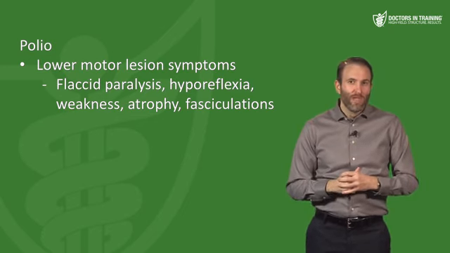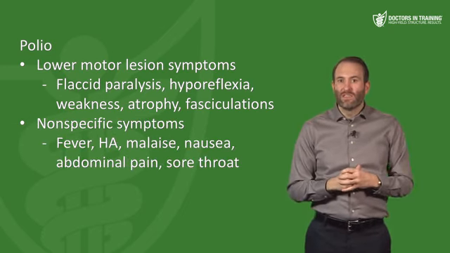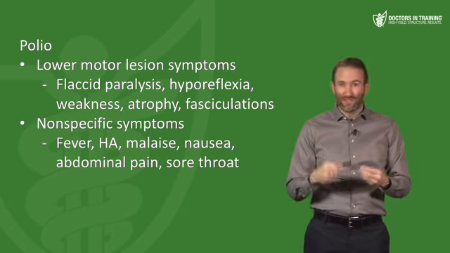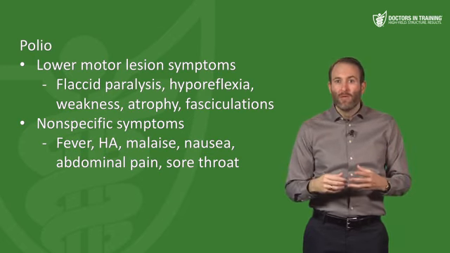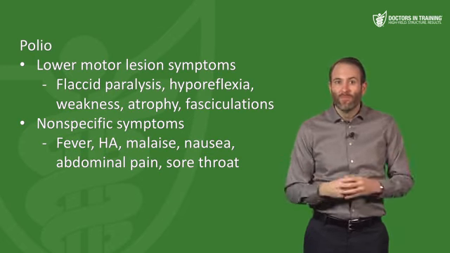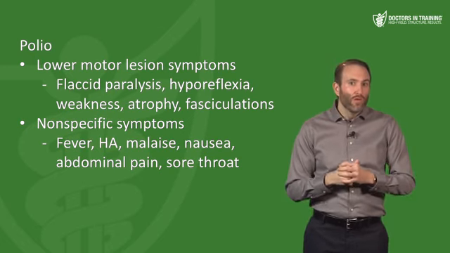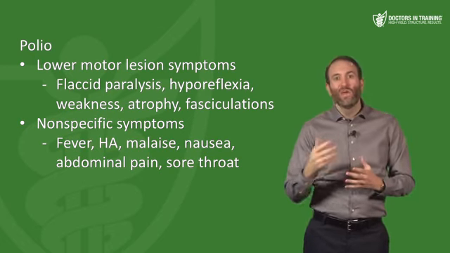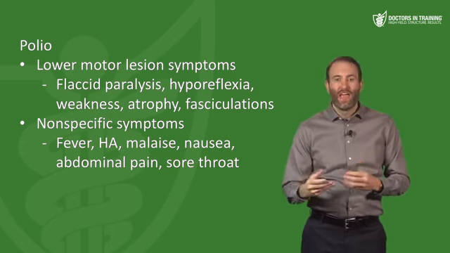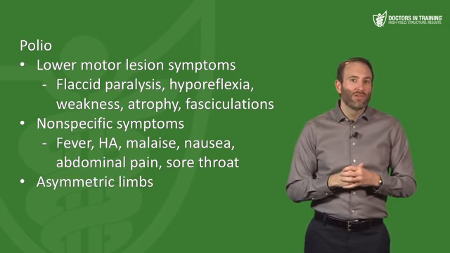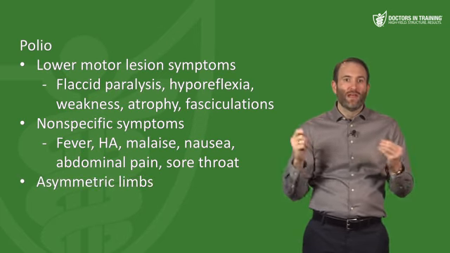we talked about before. Now patients may also have non-specific things consistent with a viral infection as well, things like fever, headache, malaise, nausea, maybe some abdominal pain, maybe even a sore throat. But the more important neurological findings will include hyporeflexia, weakness, atrophy, and fasciculations, which again are symptoms consistent with that lower motor neuron lesion. Now in some cases you will see asymmetric limbs due to that muscle atrophy.